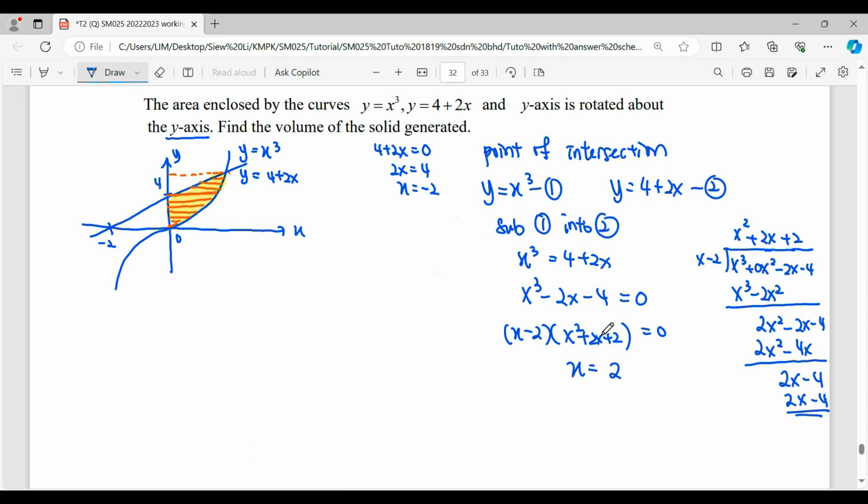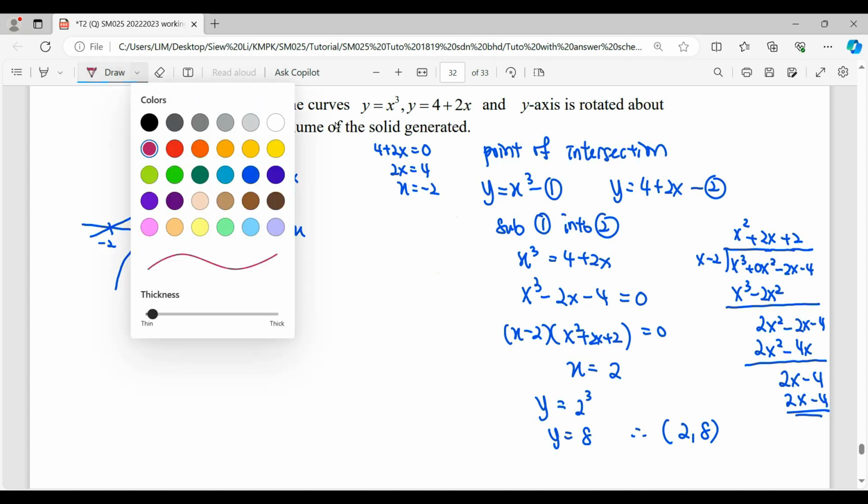For this remaining factor, we don't have any real roots, so the only root is x equals 2. We substitute x equals 2 back to find y. y equals x cubed, 2 to the power of 3, so y equals 8. Therefore, the point of intersection is (2, 8). So here we have x coordinate 2, y coordinate 8. Then we form the formula to find the volume.